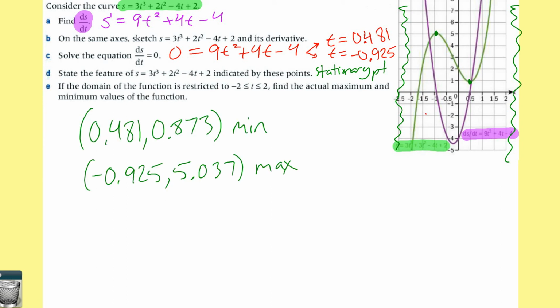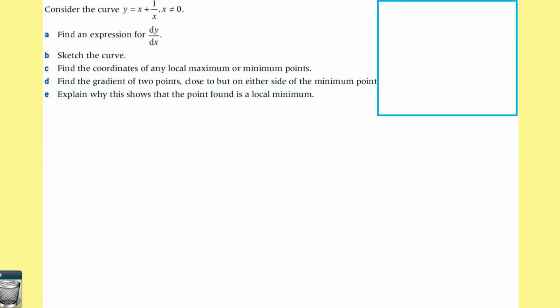I plugged it into my calculator and got these points as my y values, and I can identify each as a minimum or maximum by looking at my original graph. By just setting the derivative equal to 0, I'm able to find the stationary points, in this case the minimum and maximum. So let's find some more.